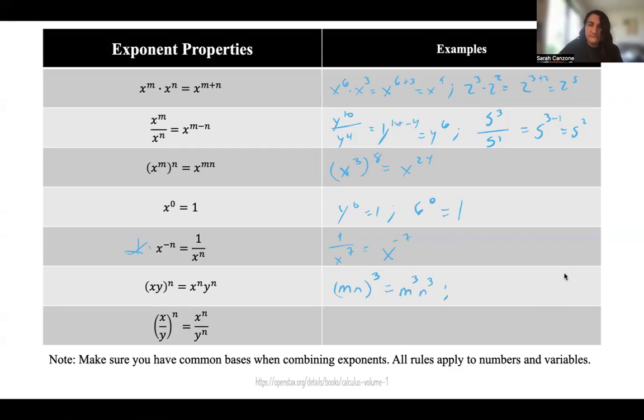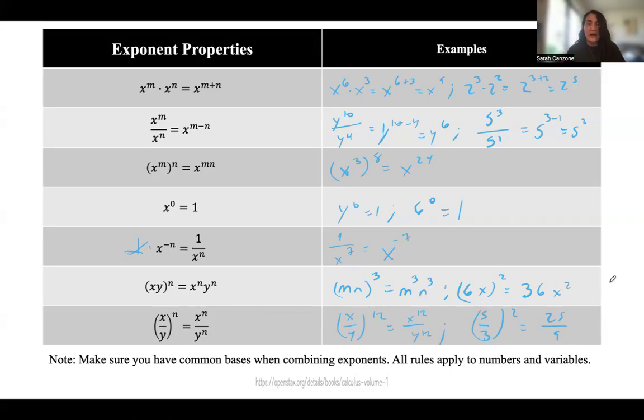Or if you have even 6x squared, where it's quantity squared, it's 6 squared, which is 36 times x squared. And same idea here. Again, it's just kind of distributing. So you can have x over y to the 12, which is just x to the 12 over y to the 12. Or you can have something like 5 over 3 squared, which is 5 squared, which is 25, over 3 squared, which is 9.